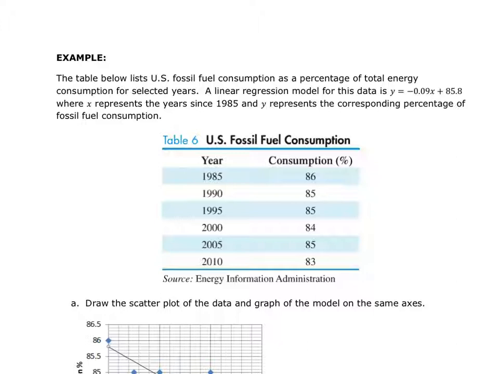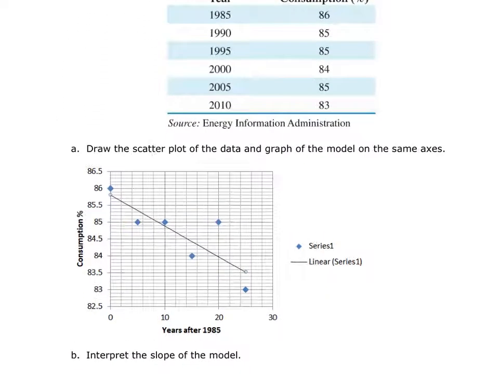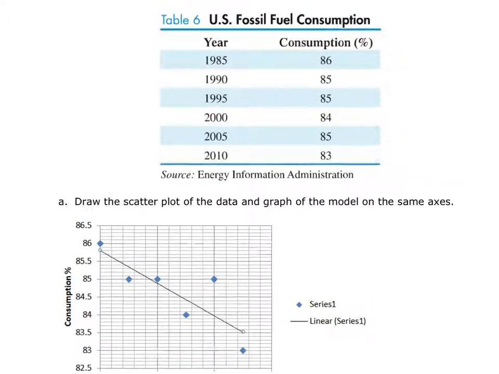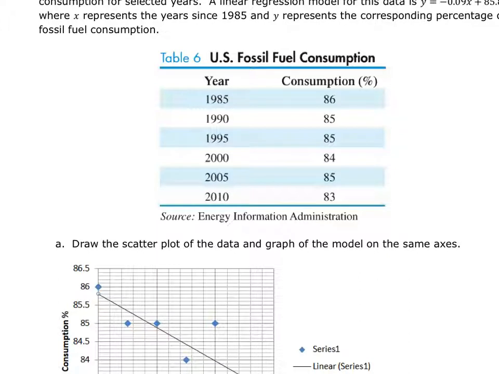Now, I could not get a screenshot of my TI-83/84, so I actually did mine on Excel, because I could give you a picture of what it should look like, but yours should look something like this. Now notice on the years, I have 0, 10, 20, and 30, but if I look up above on my table, here's my table. I have 1985 to 2010.